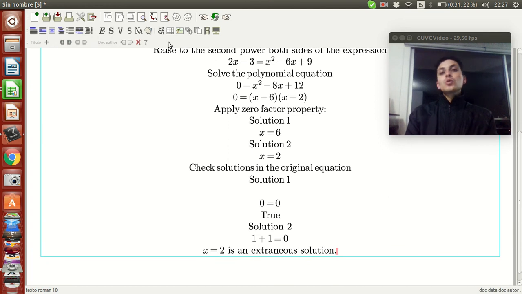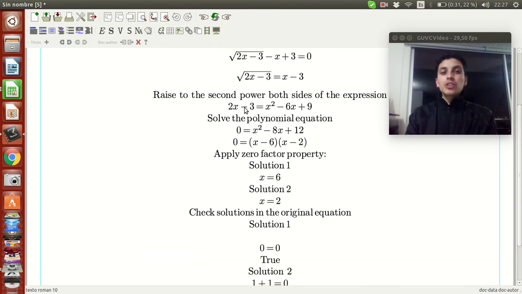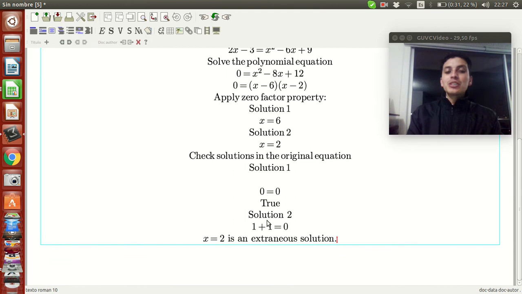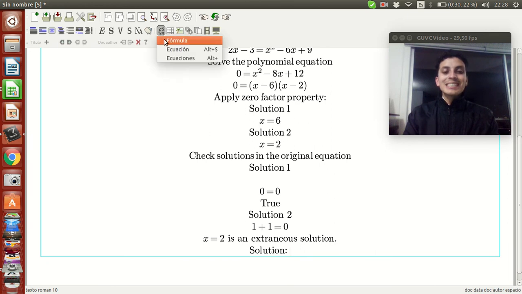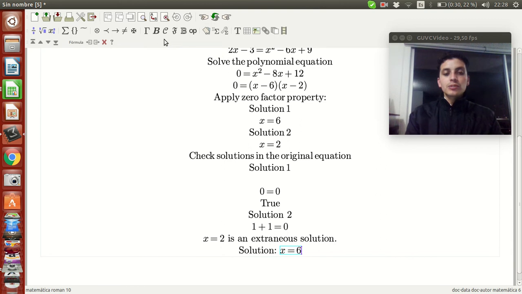What is an extraneous solution? An extraneous solution is when you have the solution using algebra, but as we raise the equation to the second power, we're losing information. And as we're losing information, one of the solutions couldn't give a right answer. This is what happened with 2 here. 1 plus 1 is not 0, so x equals 2 is an extraneous solution. So the solution is x equals 6. It's the only solution to the radical equation.